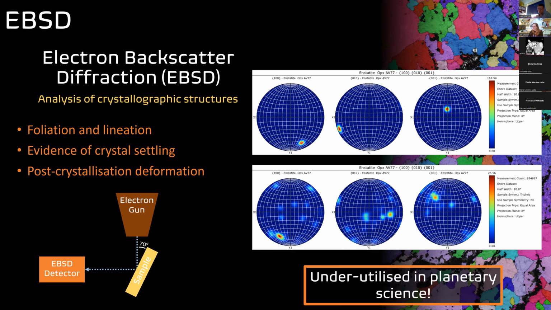And importantly, this is vastly underutilized in planetary science. EBSD has come on a long way, and it no longer requires the amount of sample destruction as it used to. So there's a couple of groups that are doing some really, really good EBSD work in planetary science. Some of my colleagues in Australia produced a wonderful study about lava flow and mineral settling on Mars using meteorites and EBSD. So there's a lot of potential for this particular technique moving forwards.